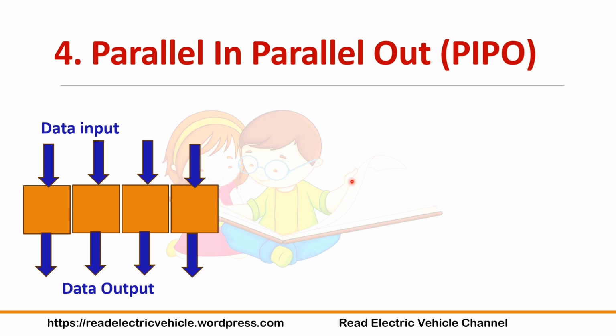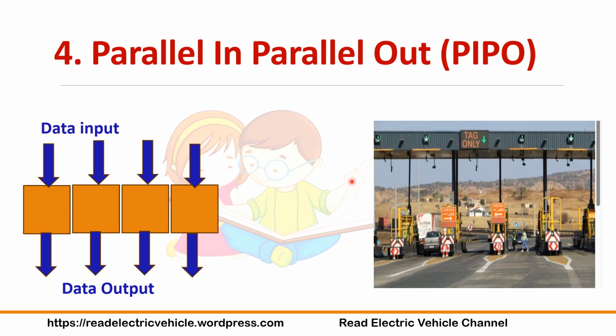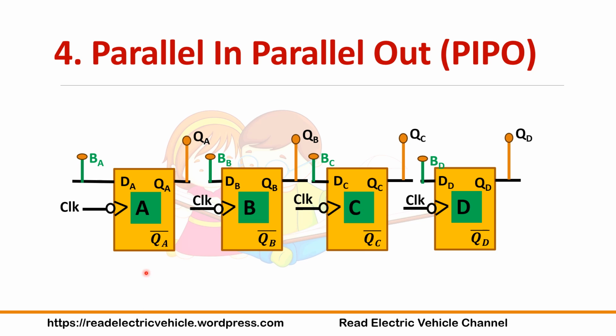This is a very easy, simple construction. You can remember it as a toll gate: we enter the toll gate parallelly and we can also come out parallelly. This parallel in, parallel out shift register is also called a storage register or buffer register. The circuit diagram is very simple because you take a flip-flop, give the input and tap the output at the same flip-flop itself.